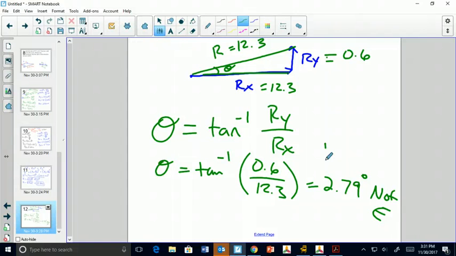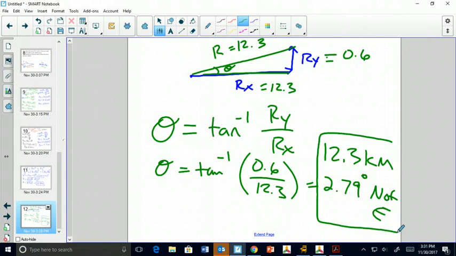So the final answer for how far did we go? 12.3 kilometers, 2.79 degrees north of east. Hopefully you found that helpful.